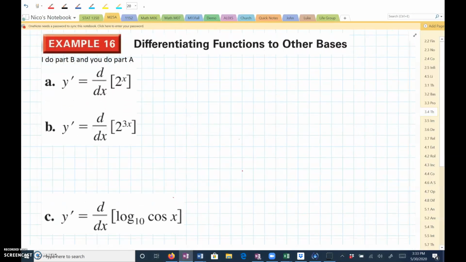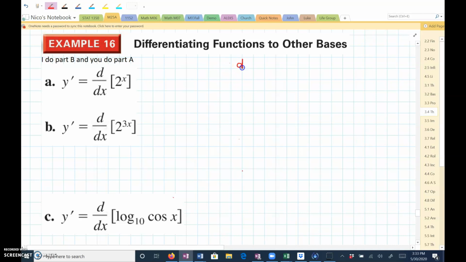Example 16, differentiating functions with other bases. Okay, so part A, we're going to find y prime, which is the derivative of 2^x with respect to x. Alright, so there's two different ways that you can do this problem.